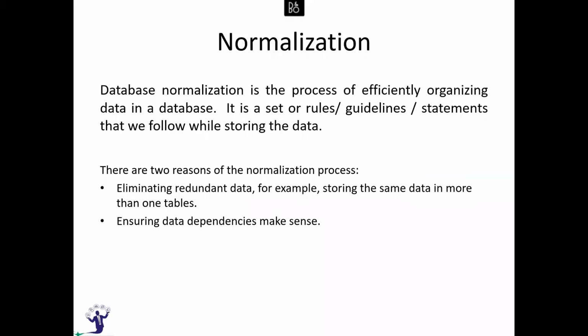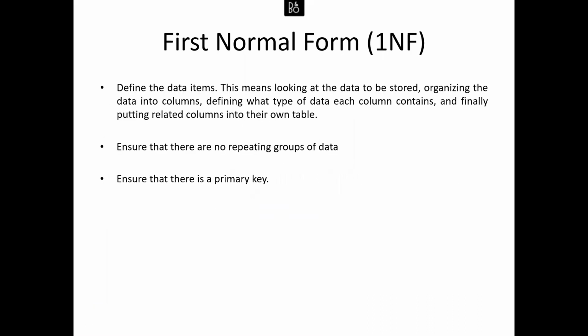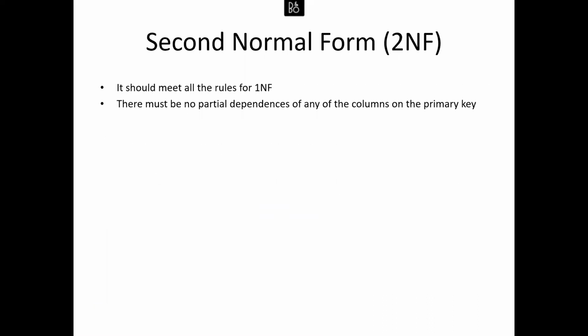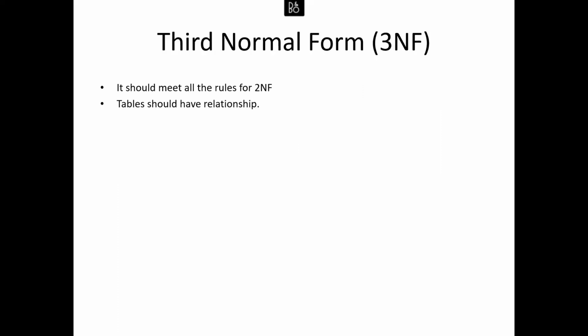We then talked about normalization. Normalization is a set of rules, guidelines that we follow to maintain and manipulate the data more effectively in the RDBMS. The two major reasons behind normalization are eliminating data redundancy and ensuring data dependencies make sense, which we talked about yesterday. The three normalization forms, first, second, and third normalization, we covered in our previous session.